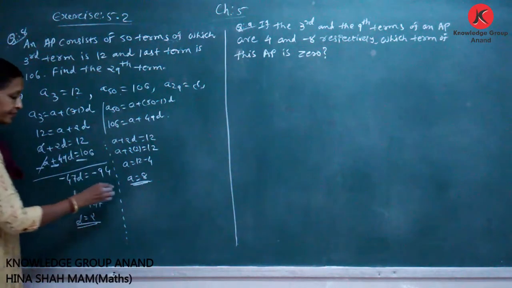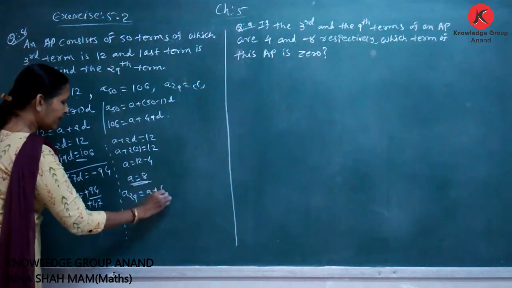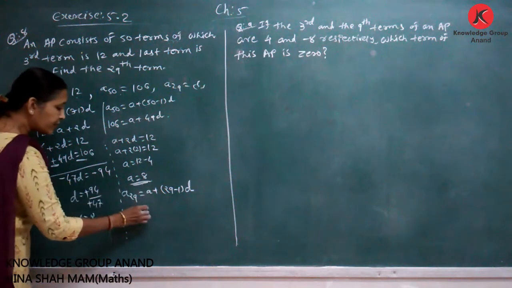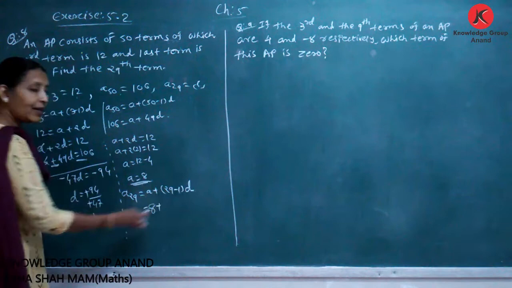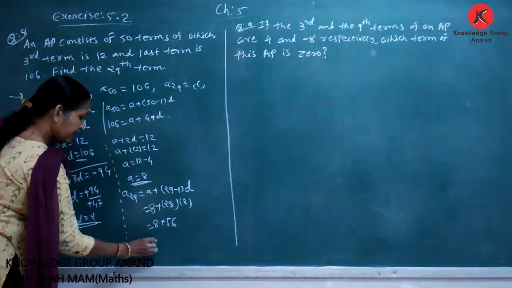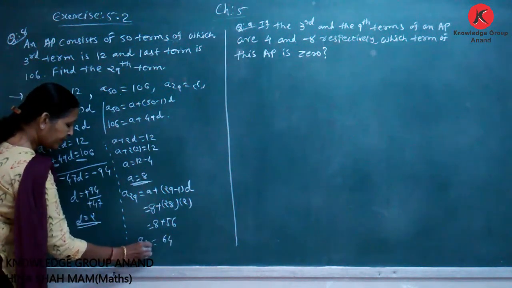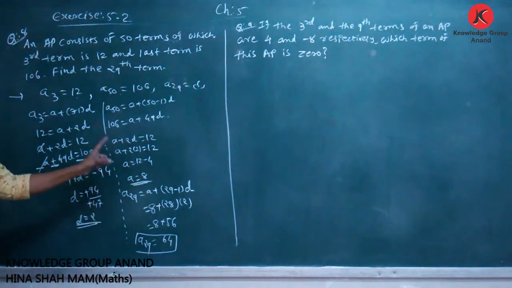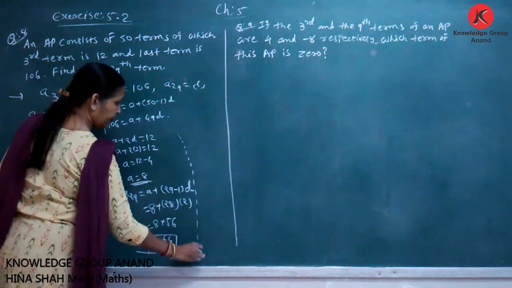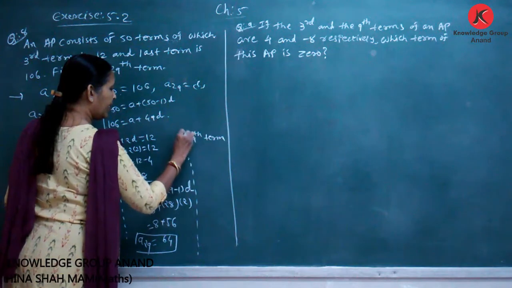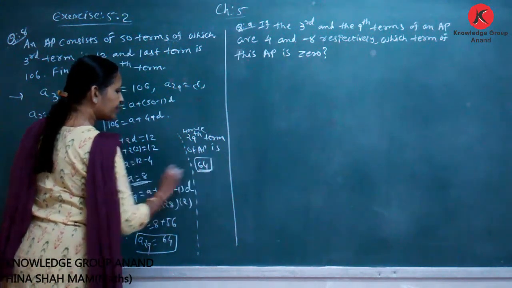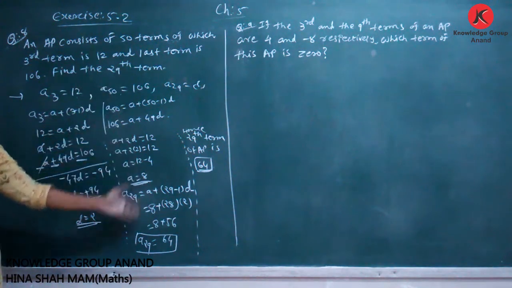Find here A29. A29 is equal to A plus 29 minus 1, 28, into D, which is 8 plus 56, 64. Then write that the 29th term of the AP is 64. A29 is equal to 64.